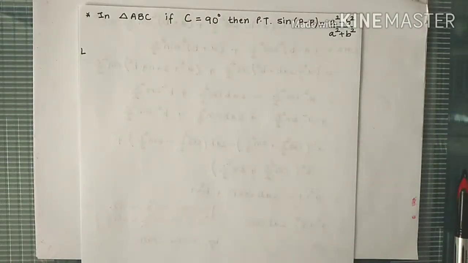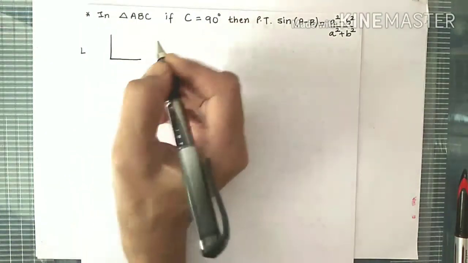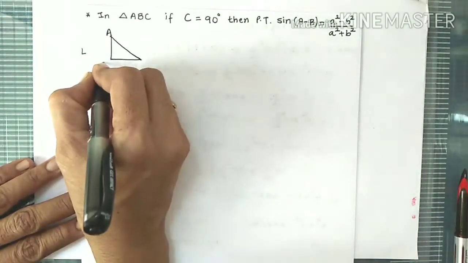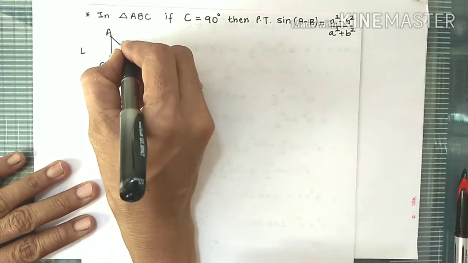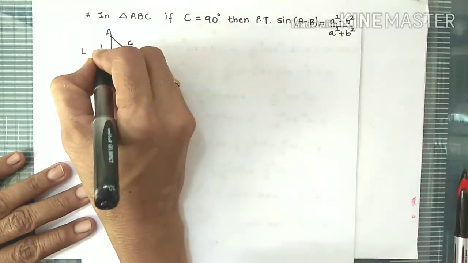Consider this question. In triangle ABC, if angle C equals 90 degrees, then prove that sine of (A minus B) equals (a square minus b square) upon (a square plus b square). Before writing the left hand side, let's see what we get when angle C is 90 degrees. If angle C is 90 degrees, that means the triangle is like this. Angle C is 90, so this is the right angle at vertex C. Now this side is c, since it is opposite to angle C, BC is a and AC is b.